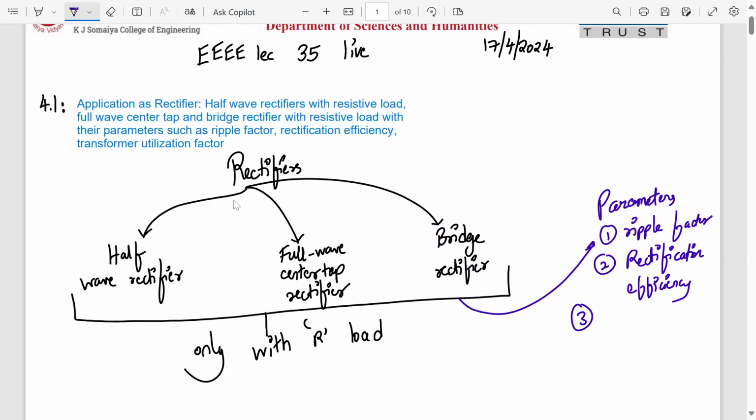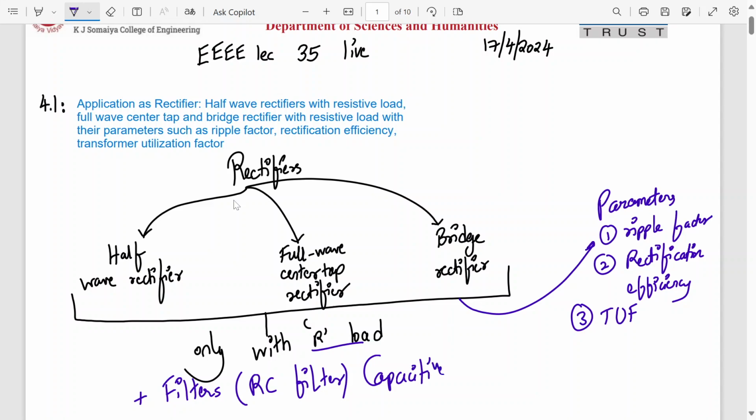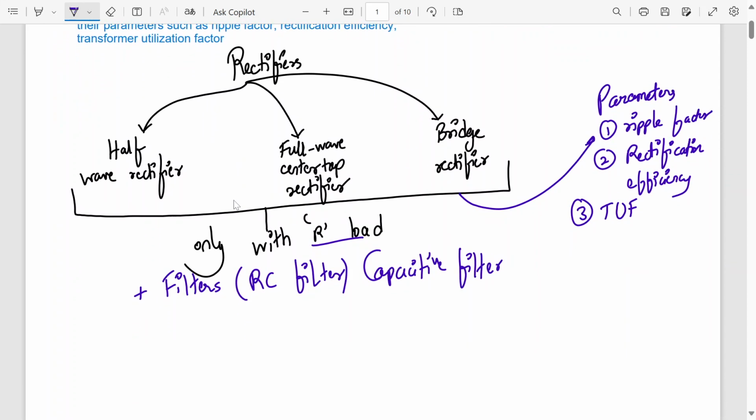Rectification efficiency, and then transformer utilization factor, TUF. So we have to derive these parameters for all these three rectifiers. The good news is that for full wave center tap and bridge rectifier, the parameter derivations are similar. Only the half wave rectifier is different. So we have to derive it twice, and it's only with R load. Plus we have to study filter circuits. In filter circuits normally we have RC filter, so we will study only the capacitive filter, and that will complete your module number 4.1. Okay, this is the summary.